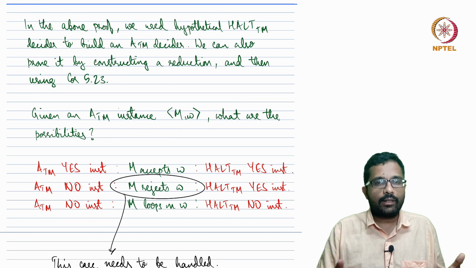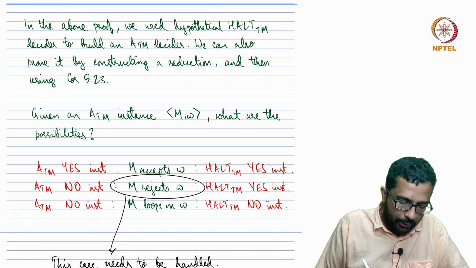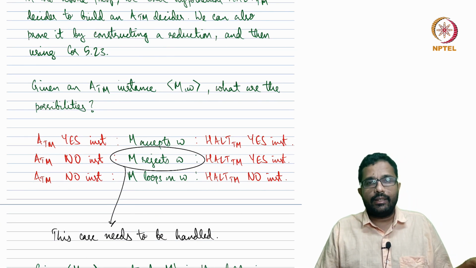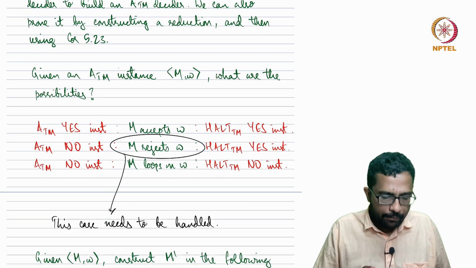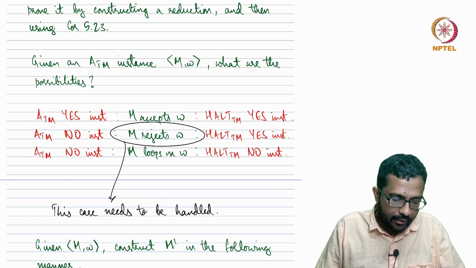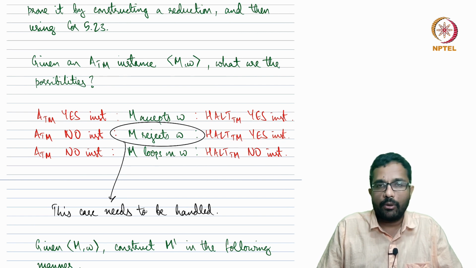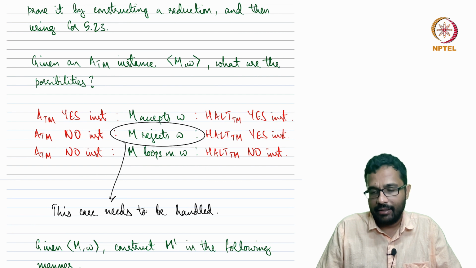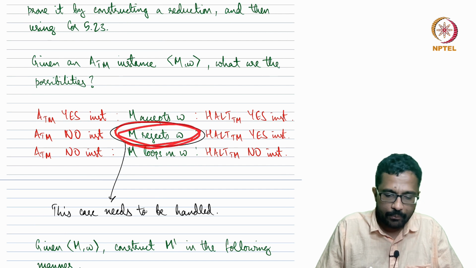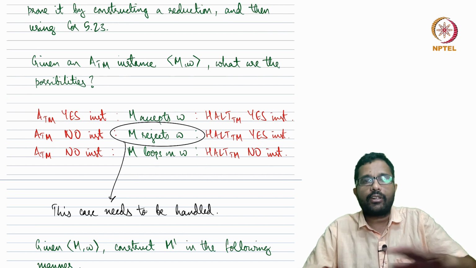If the same instance worked, then we need not do anything. Just the same M comma W could have been a reduction. But we need to do something about the second case. This needs to be handled because it is a no instance for ATM, but it's a yes instance for HALT-TM. If we could modify the instance so that whenever M rejects W, we do not halt, it becomes a no instance for HALT-TM also. Then it will be fine. So the question is, can we modify the ATM instance M, W so that whenever M rejects W, the modified instance never halts?